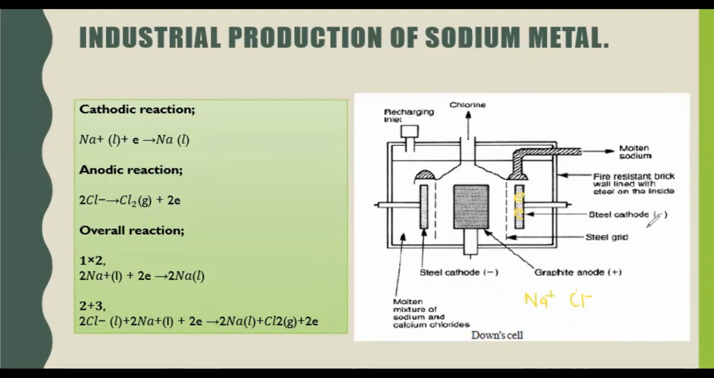Then what happened? The cathode is negatively charged. Then positive gets attracted to negative, no? So this sodium plus ion will come here, combine with the electron and form sodium liquid. So through this, we can take the molten sodium out and we can use it separately.